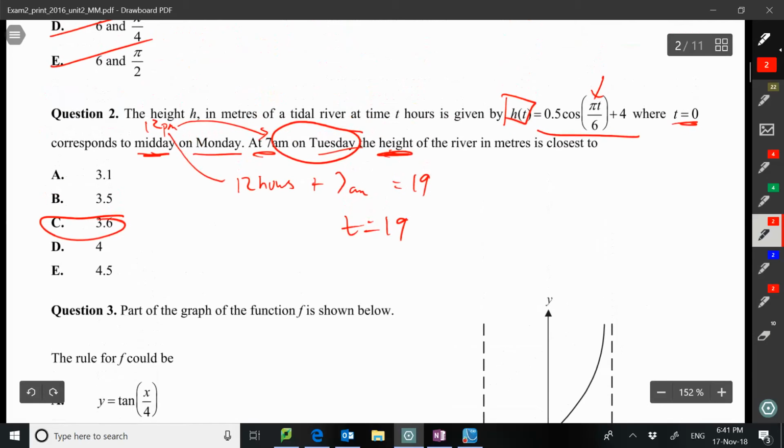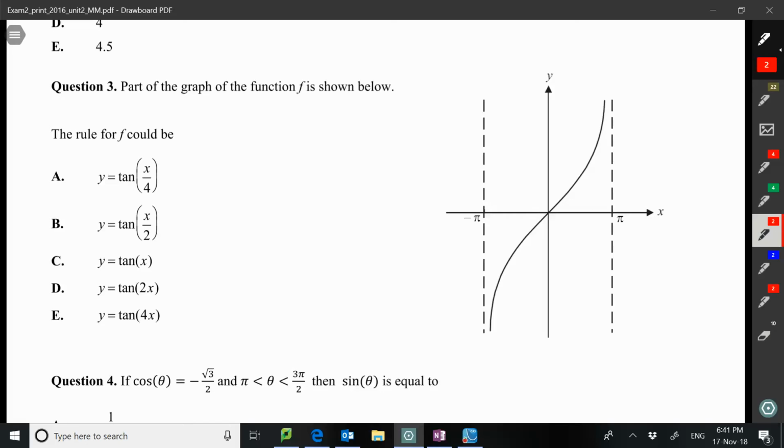Don't be afraid of those questions. It's just define your calculator and answer the question. Next part. Part of the graph of the function f is shown below. This is clearly a tangent graph. They're all tans. I usually look at the period first.